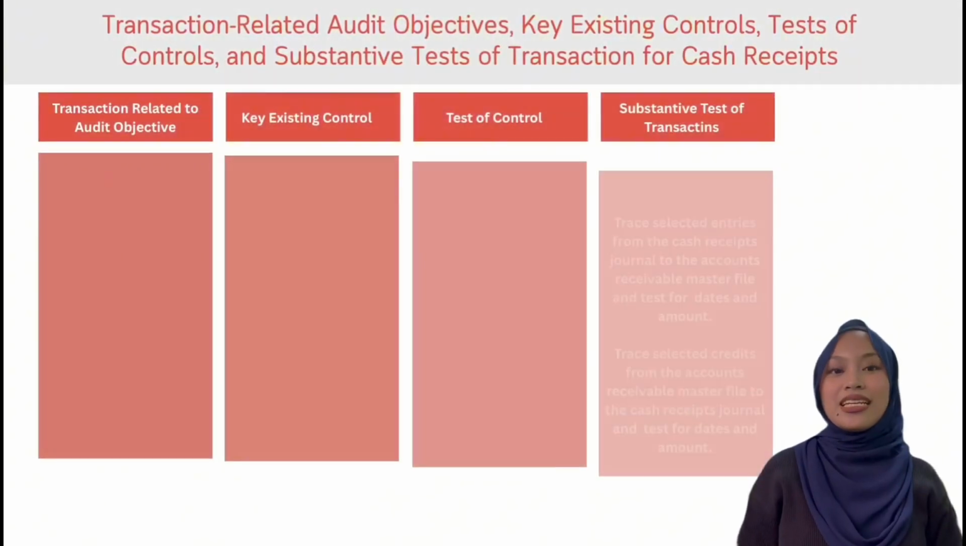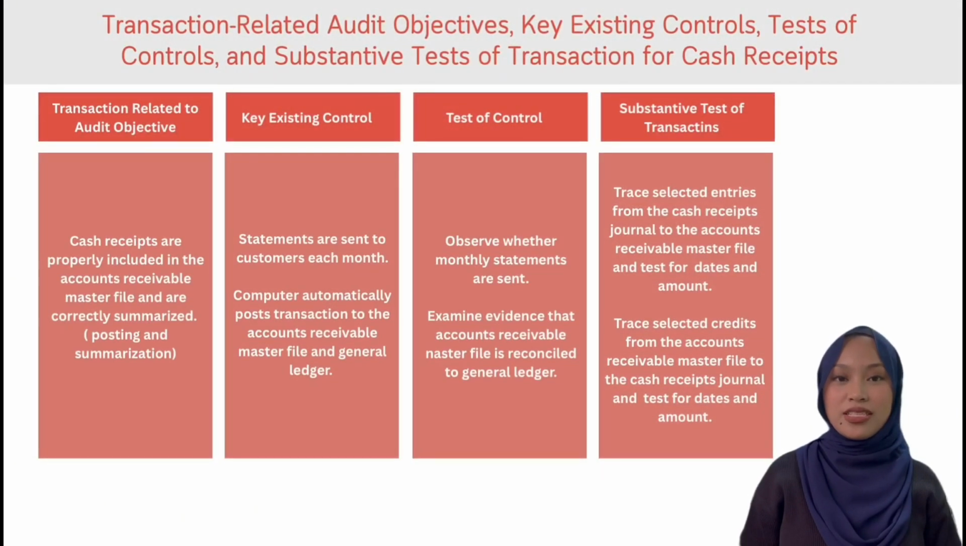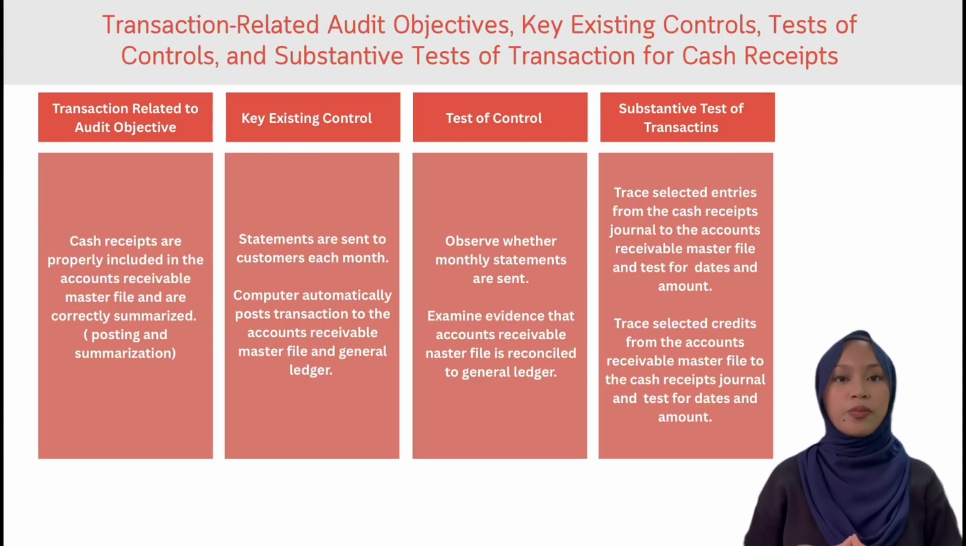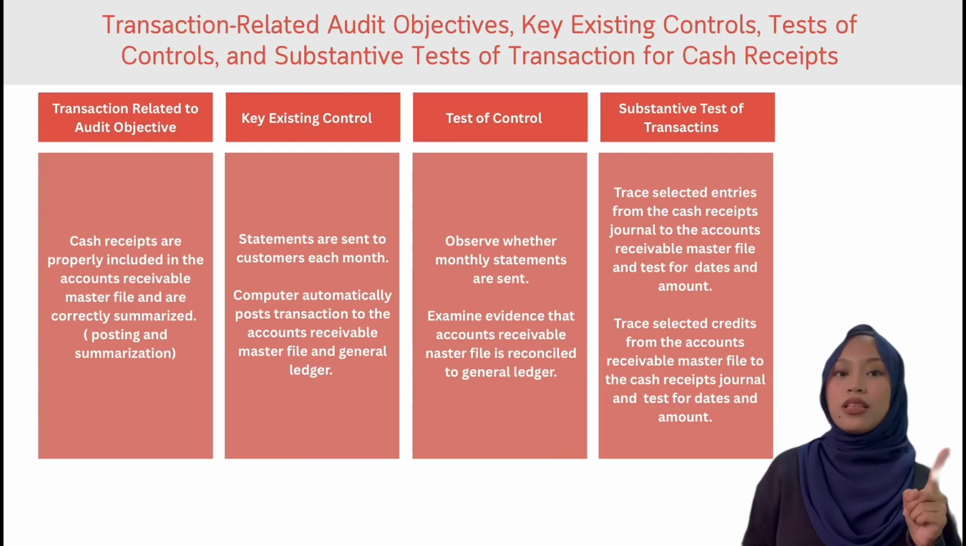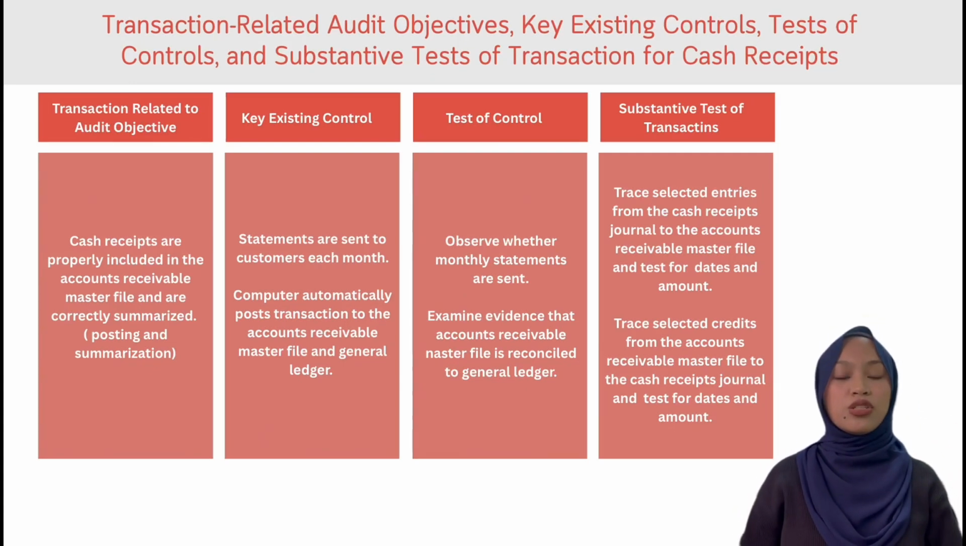The next audit objective is posting and summarization. This means cash receipts should be correctly included in the accounts receivable master file and properly summarized in the general ledger. To ensure this, companies have two main controls. Monthly statements are sent to the customers. The computer system automatically posts transactions to the accounts receivable master file and general ledger.